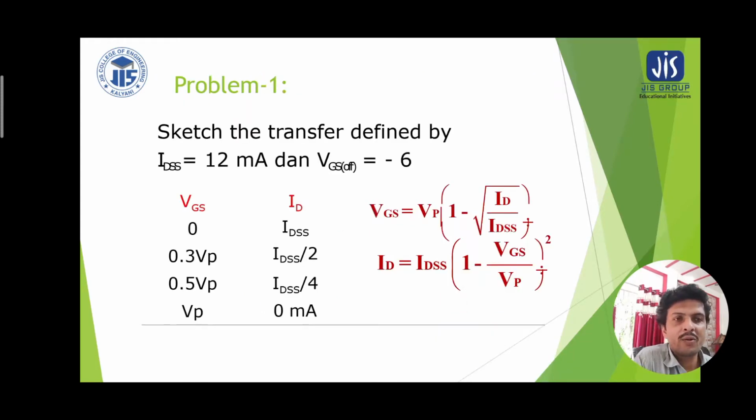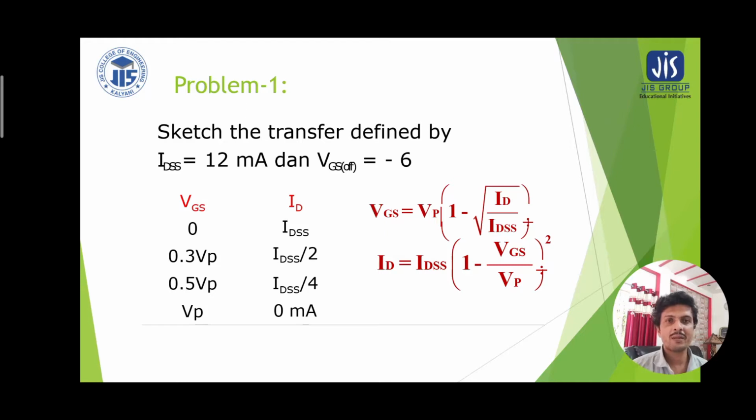Now we are going to discuss some typical problems. Sketch the transfer characteristics defined by IDSS equal to 12 milliampere and VGS equal to -6 volt. As the gate to source voltage is negative, this clearly shows that it is an n-channel JFET, because in case of a p-channel JFET, the gate to source voltage is never negative, that is a positive voltage. So no need to describe the type of the channel. From this description we are assuming that it is an n-channel JFET.